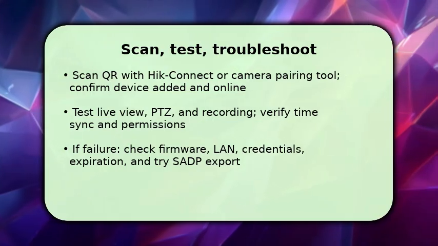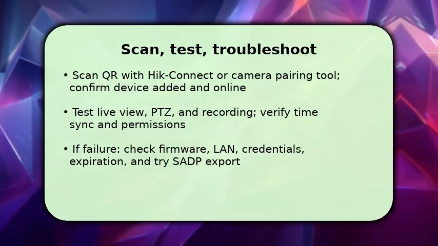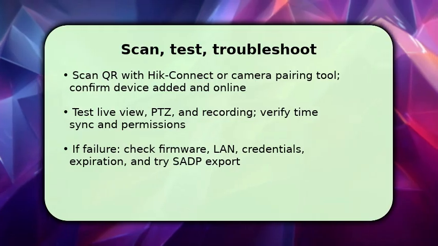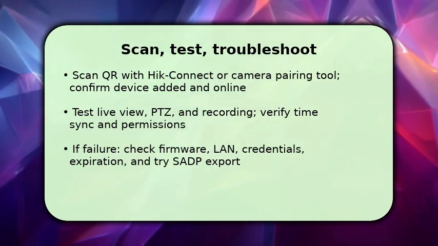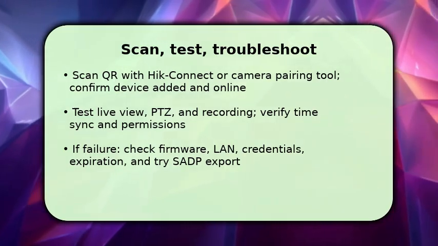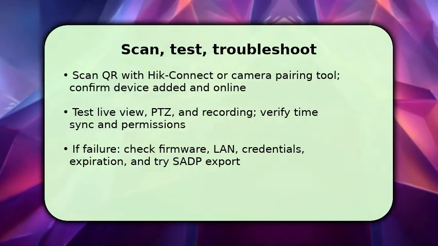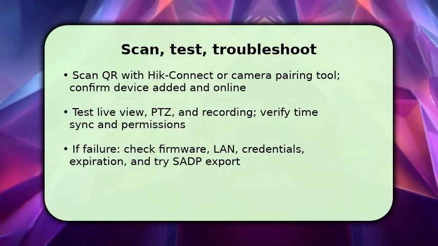Test live view, playback, and any PTZ controls to confirm full access and ensure the camera's time and permissions are correct. If it fails, don't panic. Check firmware compatibility, network isolation, credentials, and whether the QR expired. If problems persist, export a new QR via SAP or the web client and reach.